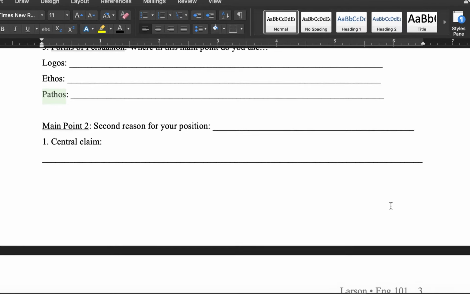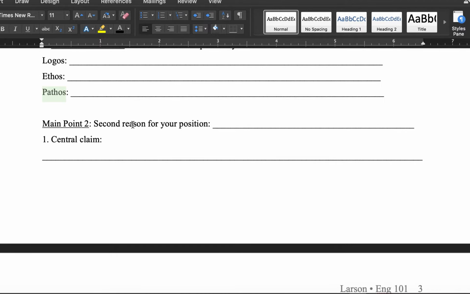Now for main points 2 and 3, I've given you the exact same spaces. There's a place here to write your second reason for taking your position. So if I'm writing my paper about child marriage and my first main point was that it's psychologically and emotionally abusive, and my second main point is that child marriage is used to hide the crimes of terrible people, like perhaps a rapist, then that might be my second main point.